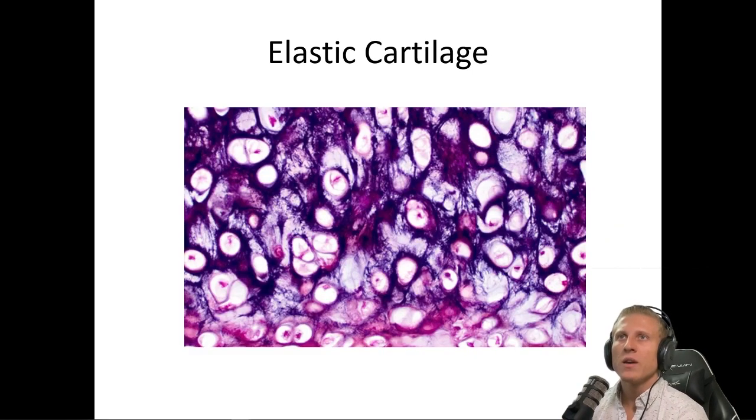Continuing on, here is a relatively zoomed in picture of elastic cartilage. So the main distinguishing facet is, again, all of these purple staining bits. This is a high density of elastic fibers, elastic cartilage. And again, this is going to be good at resisting stretching sorts of motions.